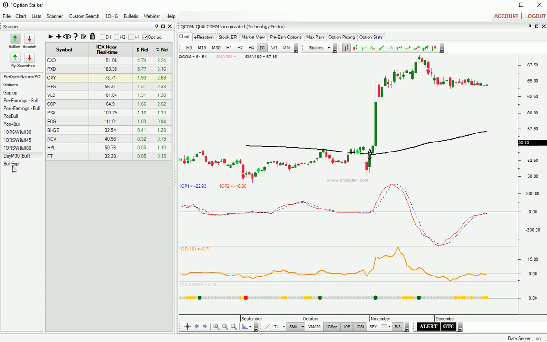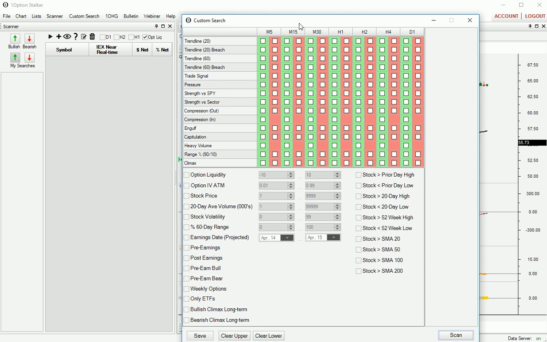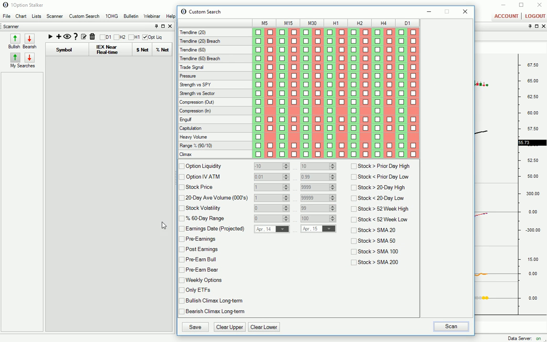So bullish explosion is the last of our canned searches, and I just want to mention in the My Searches section, I don't have any listed here. That's what custom search is used for. So you come into custom search, and once you configure your settings, option liquidity, I love to trade options, I'm going to go with an option liquidity of 2. I'm going to mark weekly options because I also like having that as an alternative. Then I'm going to click scan, and those will be all the stocks that have very liquid options.